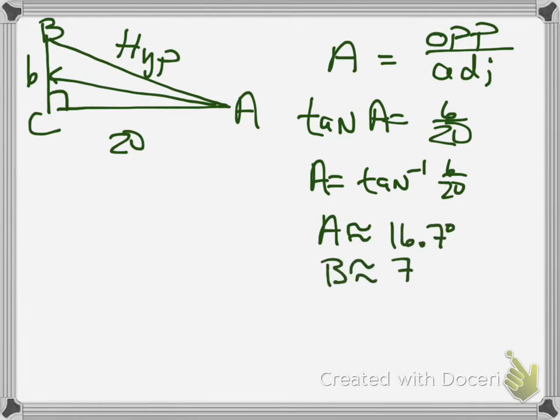If that's 16.7, you can add that to 90, then subtract from 180, and you would get that B is 73.3 degrees. Easy peasy, right? I know. Sir, this is good. I can understand this. It's not that hard, and I can use a calculator.